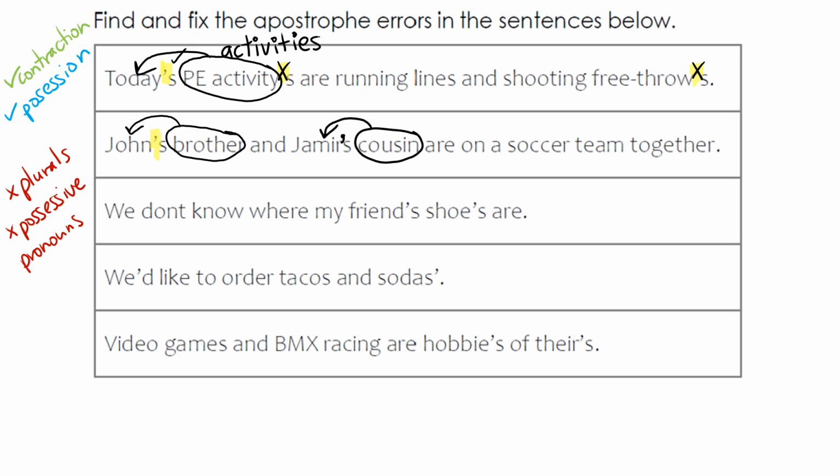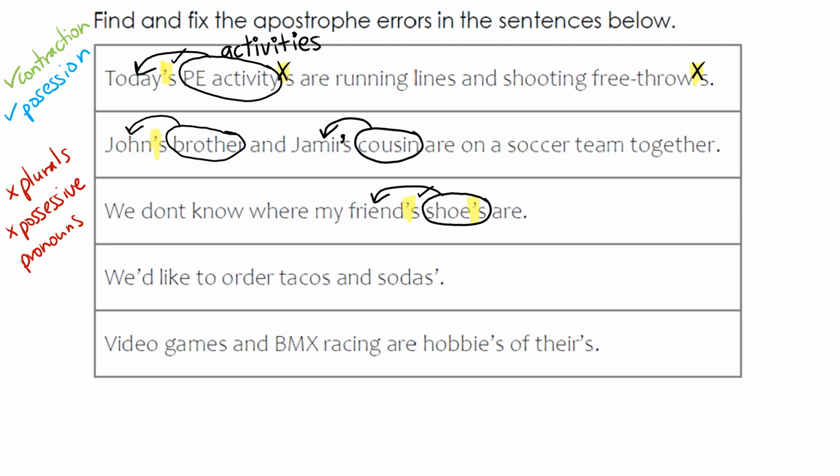All right, on to the next one. We don't know where my friend's shoes are. Oh, that's quite the problem to have. All right, so let's look at our apostrophes. We don't know where my friend's. Do I mean friend is shoes? No, it's not a contraction. Could I mean possession? Do the shoes belong to the friend? Yes, they're the friend's shoes, so that's possession.